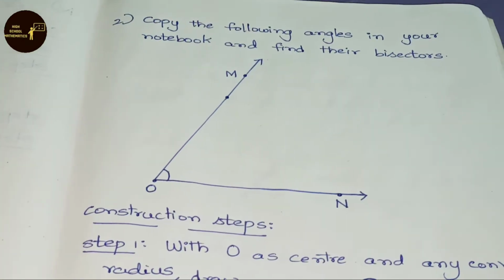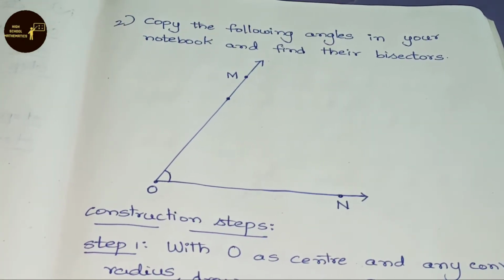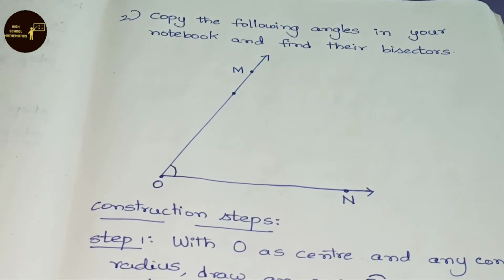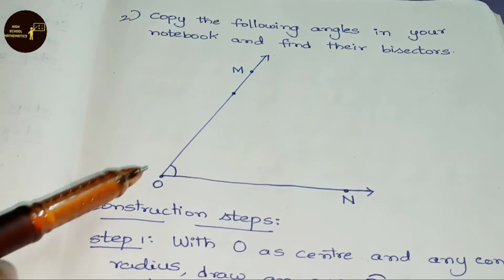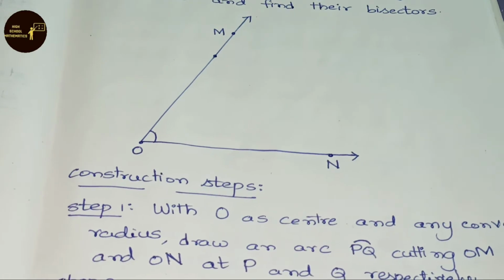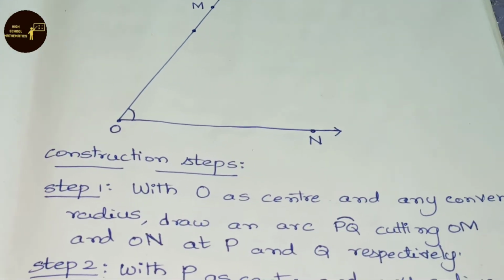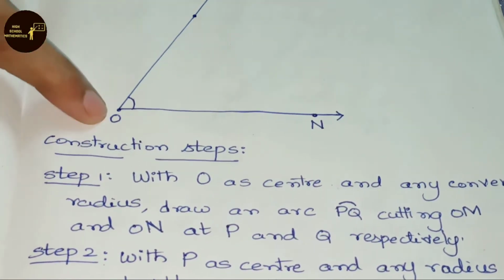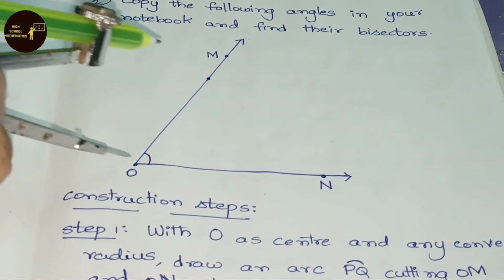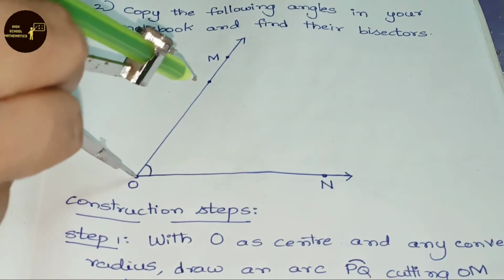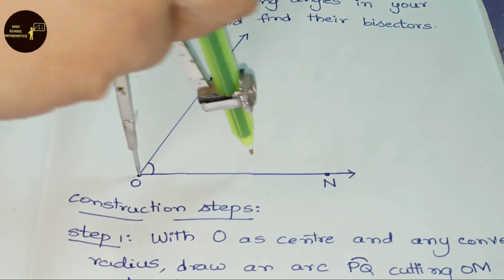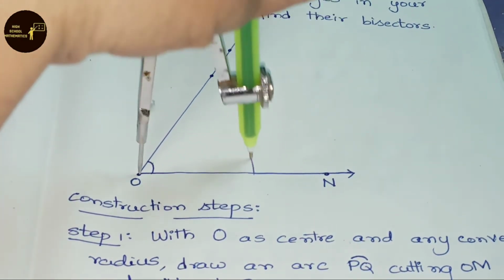See now question number 2. Copy the following angles in your notebook and find their bisectors. See now, with O as center and any convenient radius, we are going to draw an arc PQ cutting OM and ON at P and Q respectively. See here we place the metal pointer and we have taken some radius. Now we are going to draw arc PQ.